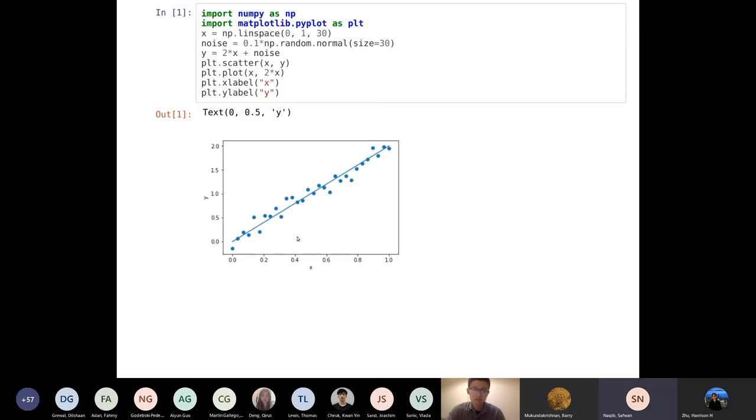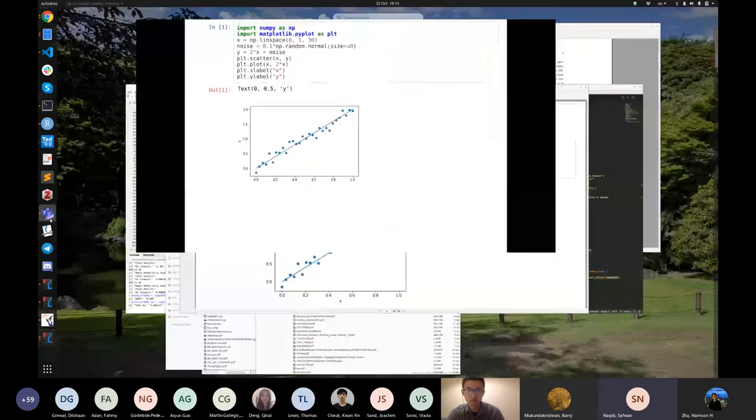Yeah, so here's some visualization of the stuff that I just showed. Here, x equals linspace is just initializing x, our feature, to be from 0 to 1, and we take 30 points in between. And our noise, we initialize it to be some random noise.